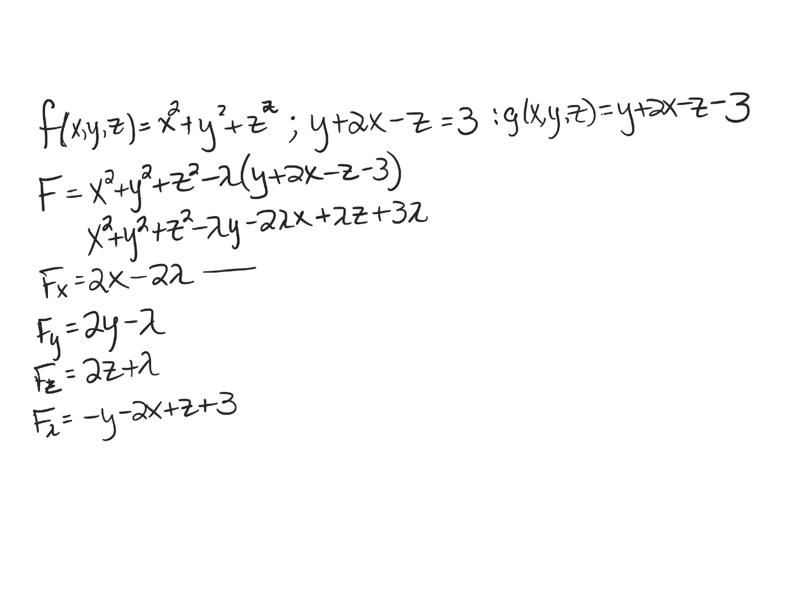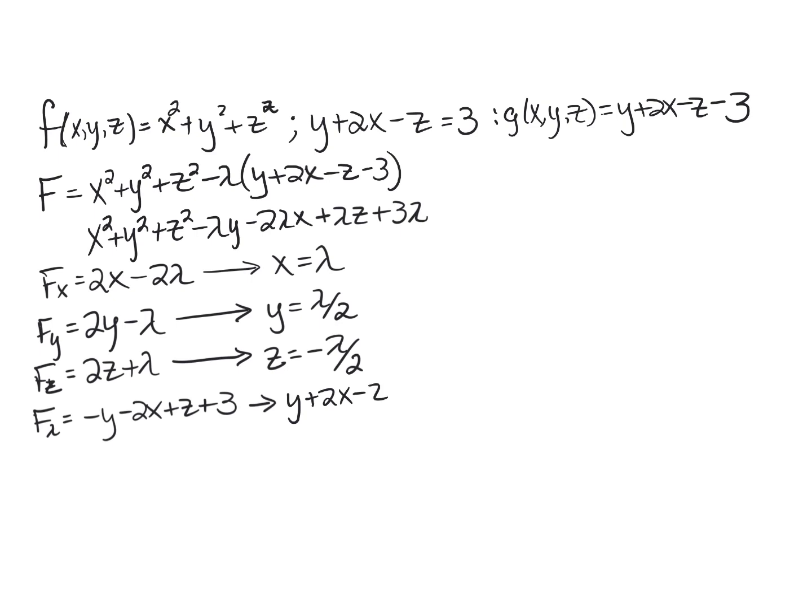So now I have this system of equations that I'm going to need to solve by setting each of them equal to 0. And you see x equals lambda, y equals lambda over 2, z equals negative lambda over 2, and then my constraint, set that equal to 0, and I can have the original constraint back by moving that 3 back over. Now I can take these values of x, y, and z, plug it in here, and see what happens.